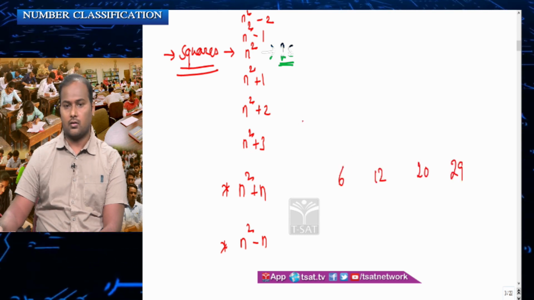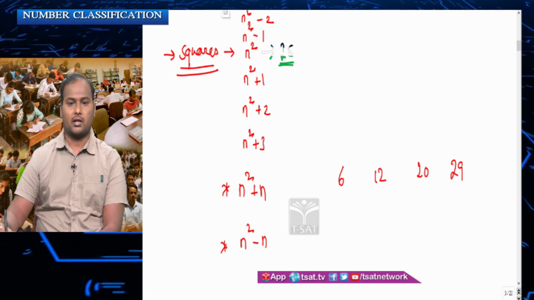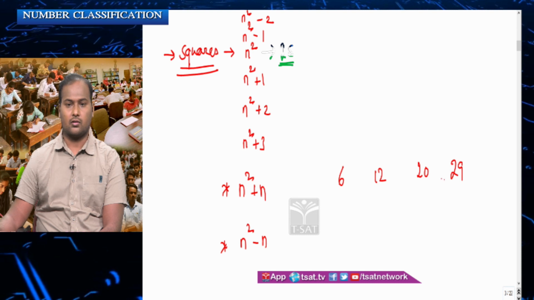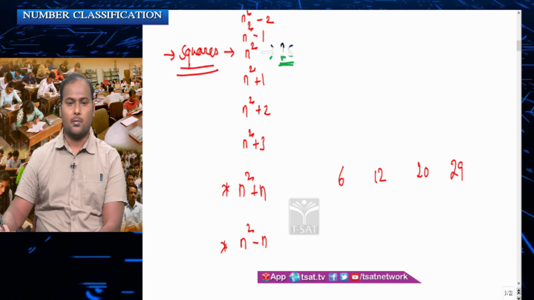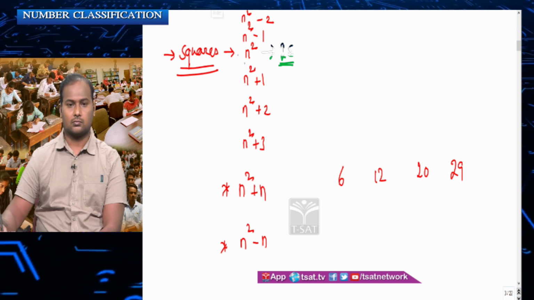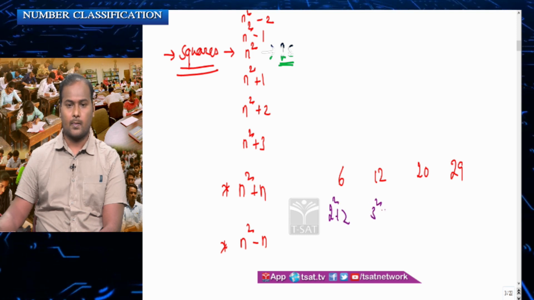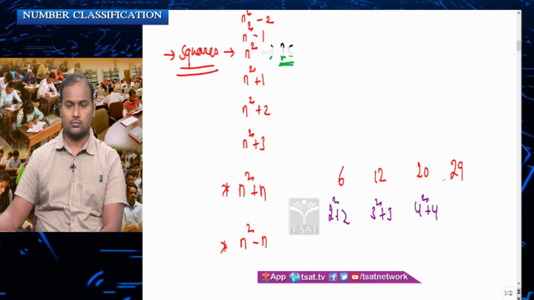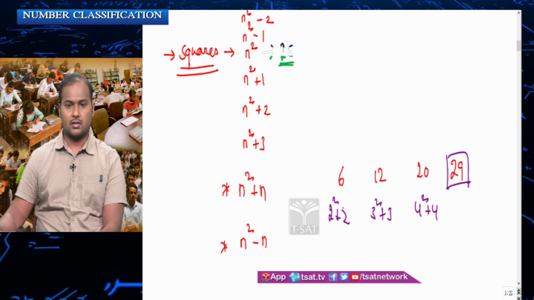For example, remember these are the numbers that are given. Generally you can't pick the answer like this: 6 has only one digit, here 2 digits, here 2 digits, here 2 digits. Don't do it like this. You have to observe the pattern that is given here. If you see this one, 2 square plus 2, 3 square plus 3, 4 square plus 4. So this one is not in the format of n square plus n.